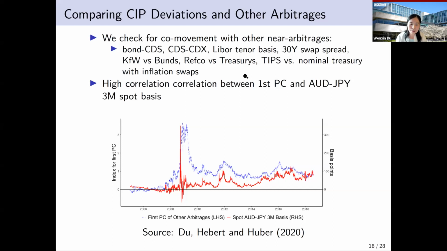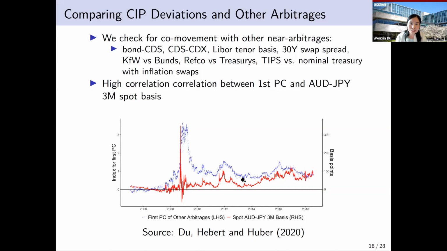So what we did in a paper with Ben Bear and Amy Huber is that we take a first principle component of a bunch of other arbitrages, which is shown in blue here. And I'm showing you that they are very correlated with CIP deviation. So they're not perfectly correlated.